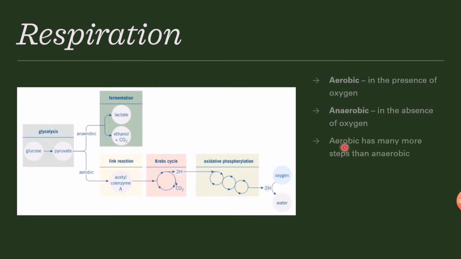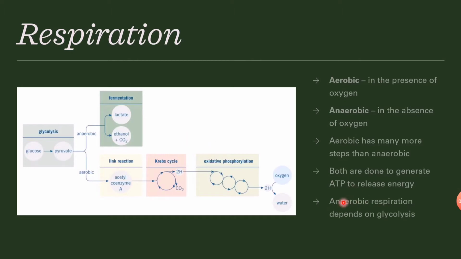So aerobic, as you can see, has many more steps than anaerobic respiration. Aerobic respiration has the link reaction, Krebs cycle, and oxidative phosphorylation, whereas anaerobic respiration after glycolysis just has fermentation. Both aerobic and anaerobic respiration are done to generate ATP, and this ATP releases energy so we can perform our bodily processes, we can move, etc.